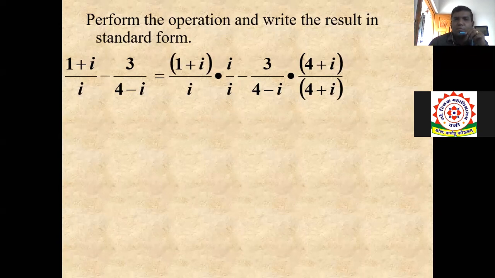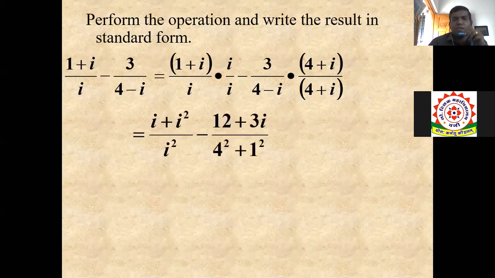So that multiplied and divided by i, and the conjugate of 4 minus i is 4 plus i. So that multiplied and divided by 4 plus i. It becomes numerator (i plus i square) by i square plus 12 plus bi upon 4 square plus 1 square.